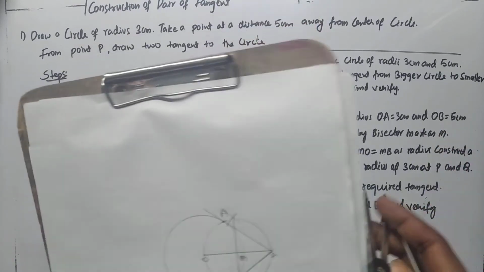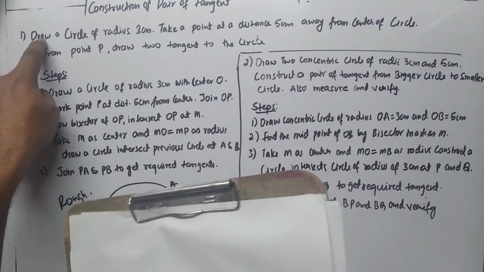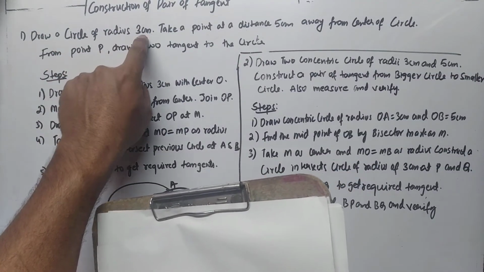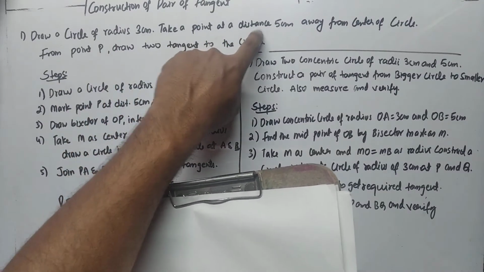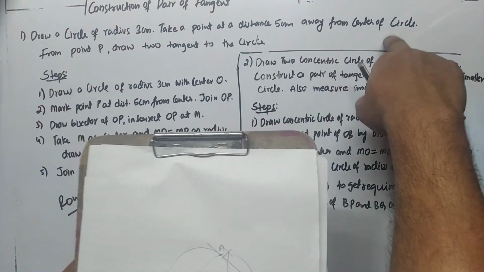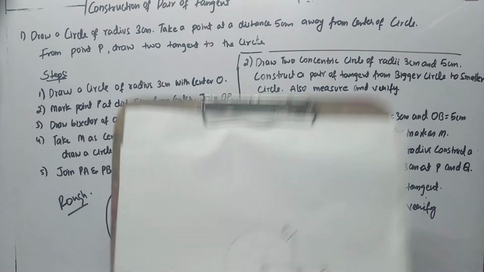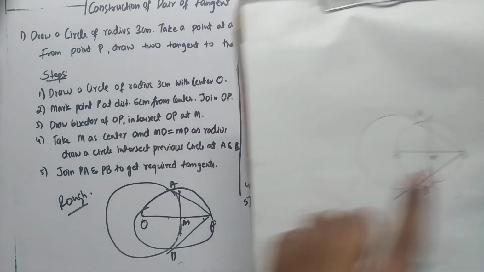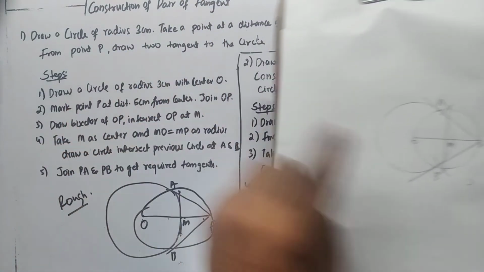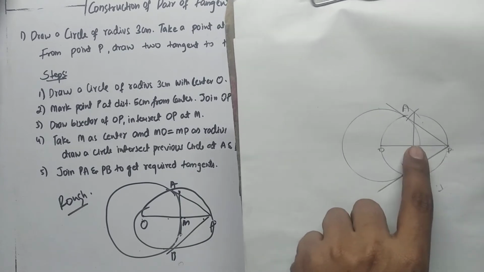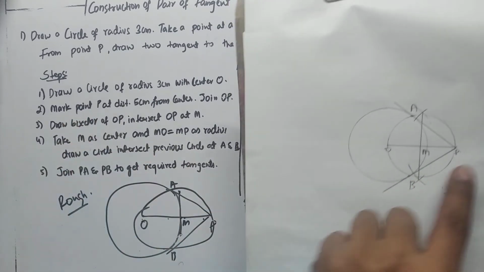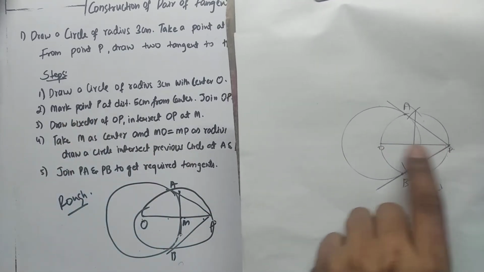So I will just explain once more. You have to draw a circle of radius 3 centimeter. You take a point at a distance 5 centimeter away from the center of the circle. You have to draw the pair of tangents. The first step is you have to draw a circle of radius 3 centimeter. Next you have to take a point P which is 5 centimeter away from the center.